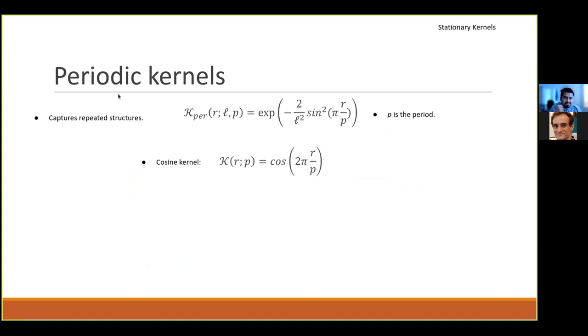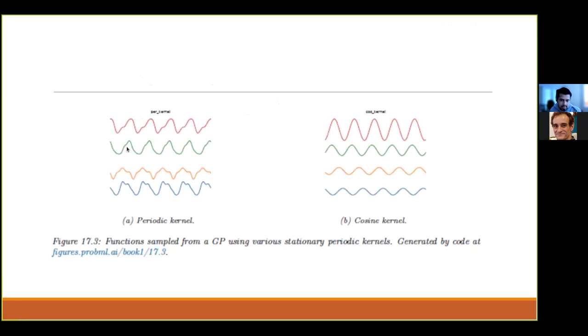Okay, another stationary kernel is periodic kernels. There are lots of things, so we have to go fast. Periodic kernels represent those cosine and sine functions. So this is the expression, and the period of the function is represented by p. The cosine kernel is an example of periodic kernels.